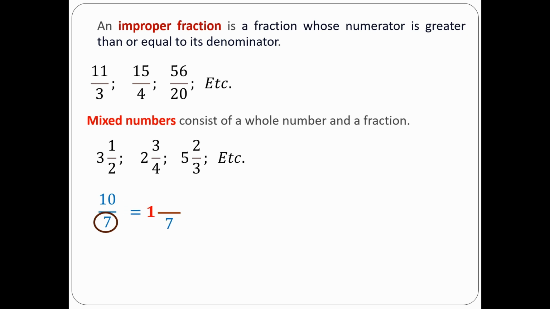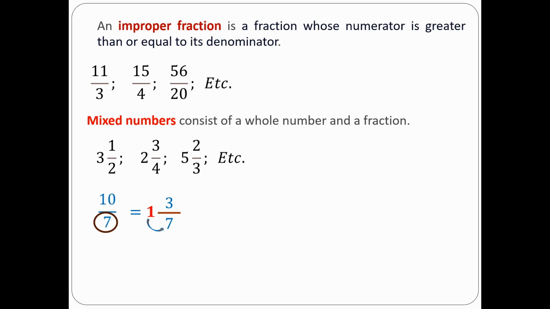The denominator is not going to change. Next is to multiply 7 and 1. So 7 times 1 is 7 and 10 minus 7 is 3. So the remainder is 3. Therefore, 10 over 7 is 1 and 3/7 as a mixed number.